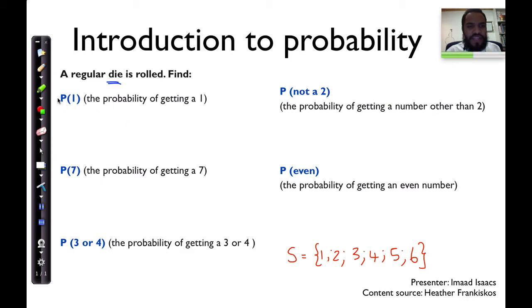So what is P of 1? We read this as P of 1, or the probability of getting a 1, if we roll a regular die. I'm going to put that over here. The probability of getting a 1 is 1 because there's only one little dot that indicates 1 on a die out of 6 possible occurrences. So it's a 1 in 6 chance of occurring.